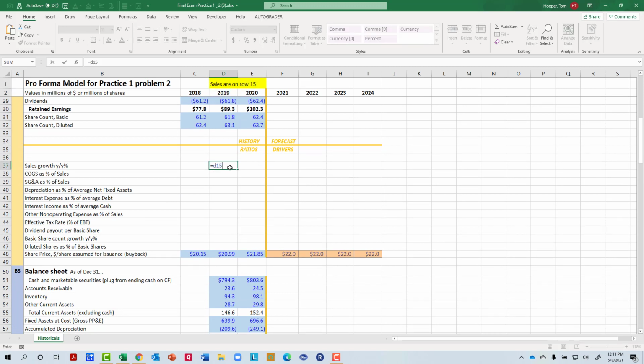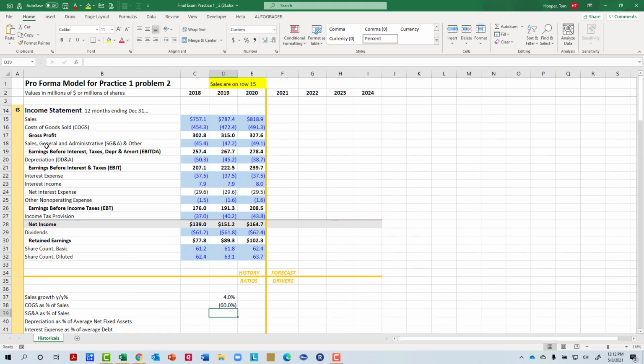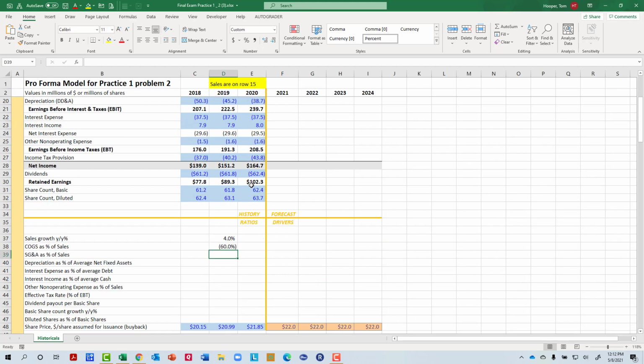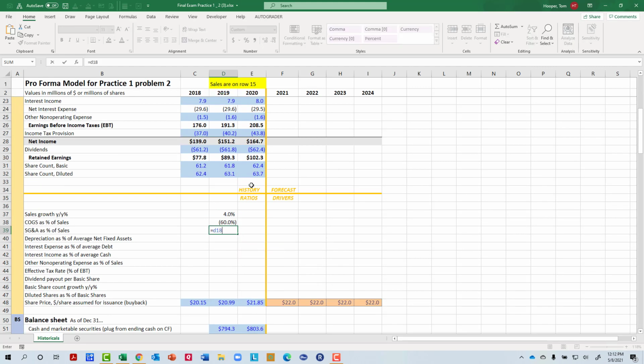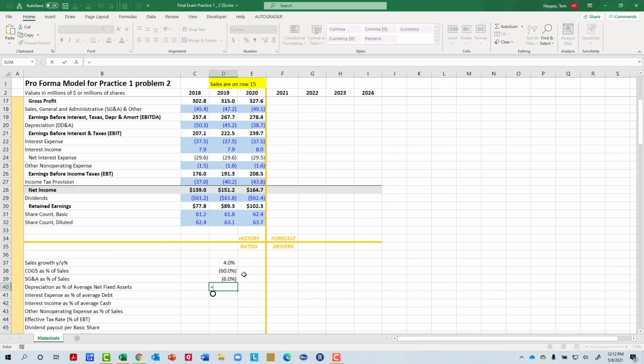So D15 over C15 minus 1 gives me the sales growth. D16 over D15 gives me the COGS of sales. And I'll bet 2 lines below 16 is 18. Sure enough, SG&A is on 18. D18 over D15 gives me the percentage of SG&A. Wouldn't hurt to check these, but we'll move pretty quickly today.